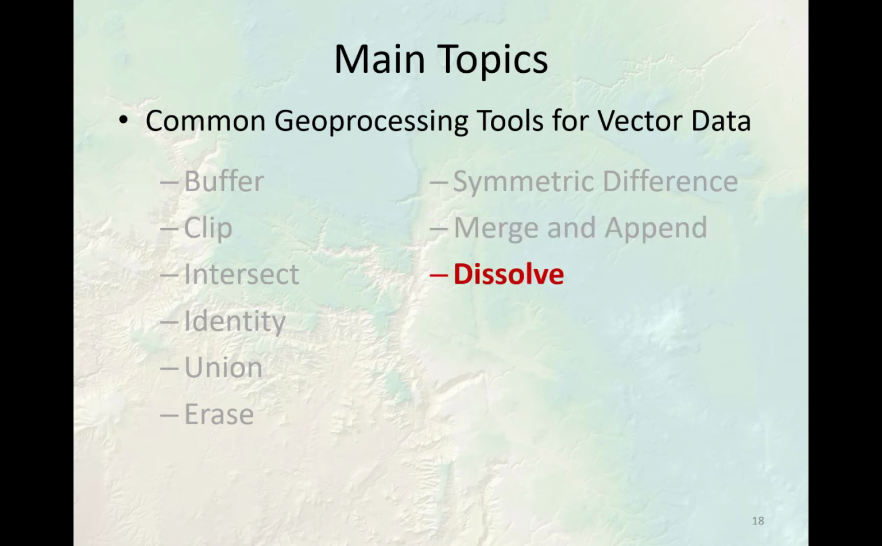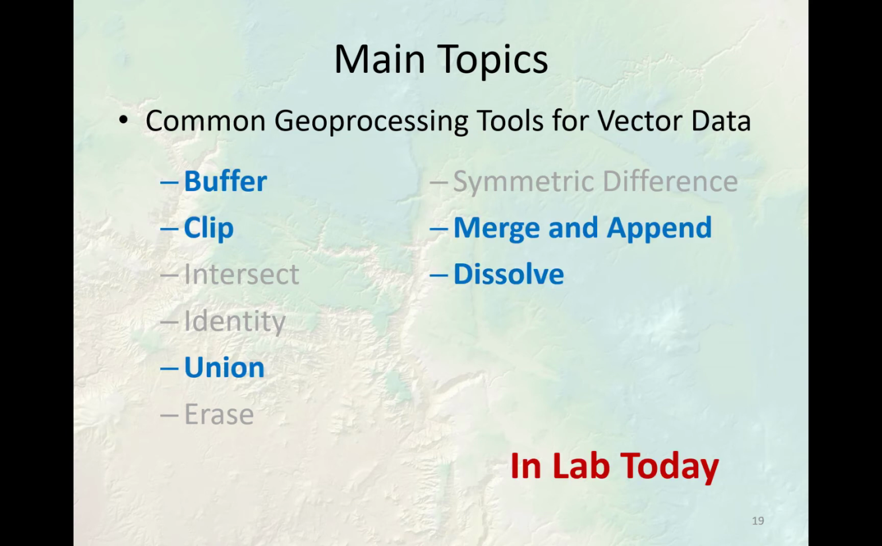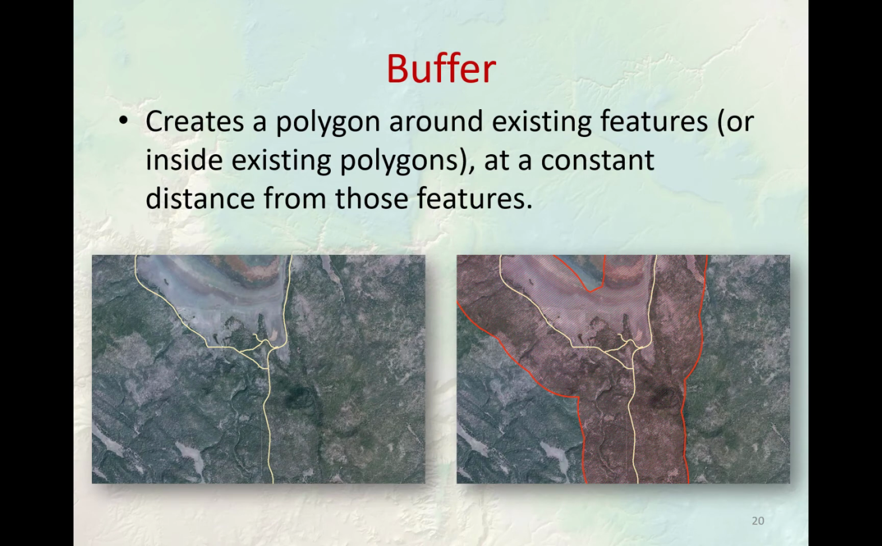Now in the lab for this lecture, we're going to practice just the buffer, clip, union, merge and append, and dissolve tools. All right, leaping right into it, what is the buffer tool? It's about what you'd expect. You take an existing vector feature, you say you want to buffer it, and you get a new polygon feature class that shows everything within a defined distance of those original vectors.